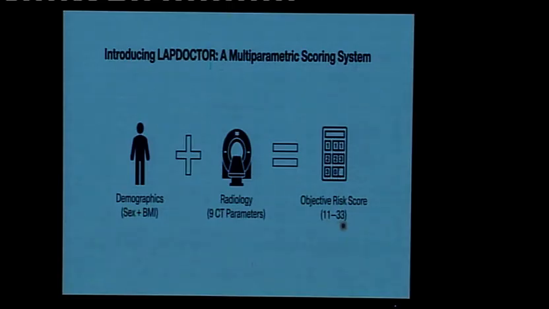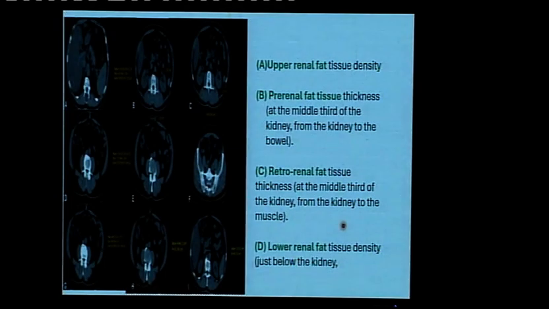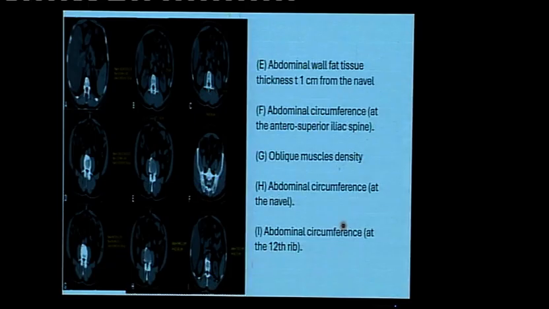So we convert subjective data into precise, objective, measurable data. The radiological anatomical parameters this score relies on include the upper renal fat tissue density, the pre-renal fat tissue thickness, the retrorenal fat tissue thickness, and the lower renal fat tissue density just below the kidney. Also, the abdominal wall circumference at the anterior superior iliac spine, at the umbilicus, at the 12th rib, together with the peri-umbilical fat thickness and the oblique muscle density.